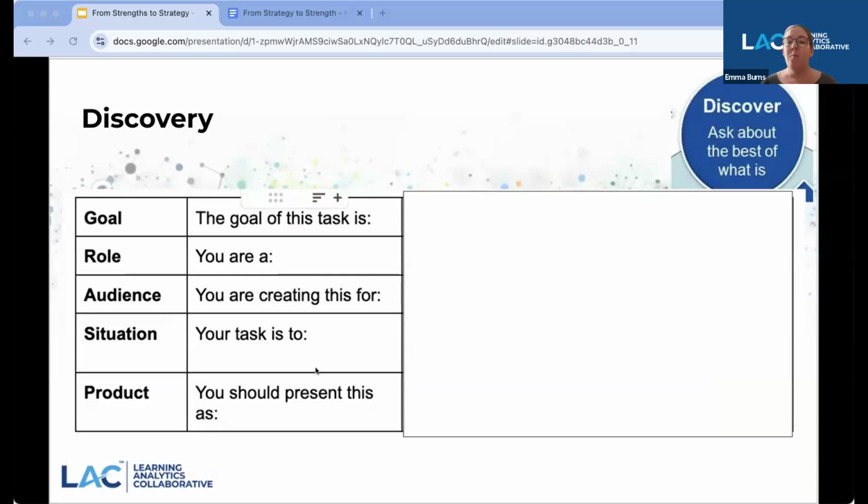I often use as a framework the GRASPS structure, which I'm sure many of you are familiar with from Jay McTighe. So the idea with GRASPS, when you're designing an assessment, you think about the goal, what do you want your students to do? And then you give them a role to take on and an audience to create a performance of understanding for. And then you give them a problem or a situation that they find themselves in and a product that they need to present it as. So I do the same kind of thought process when I think about my AI prompts.